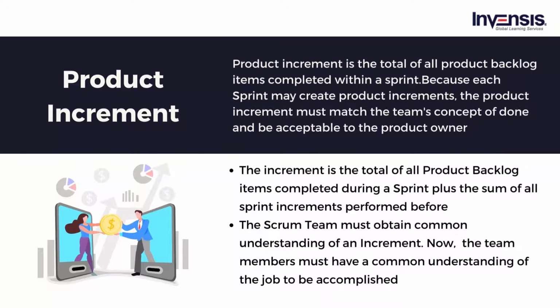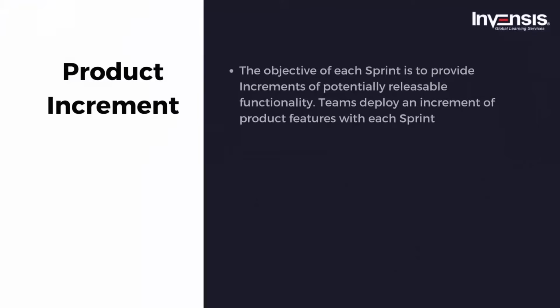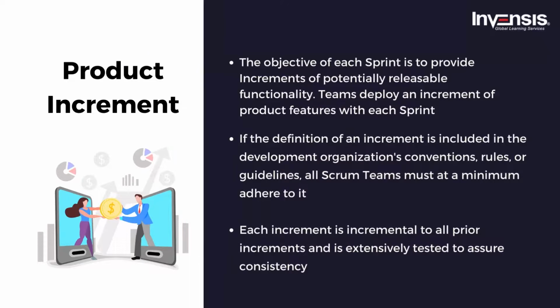The Scrum team must obtain a common understanding of an increment. This varies widely based on the Scrum team, but team members must have a common understanding of the job to be accomplished. This is used to decide when work on the increment product is finished. The similar concept helps the team determine how many product backlog items may be selected during a sprint planning session. The objective of each sprint is to provide increments of potentially releasable functionality. Teams deploy an increment of product features with each sprint. This increment is functional, therefore a product owner may choose to release it immediately.